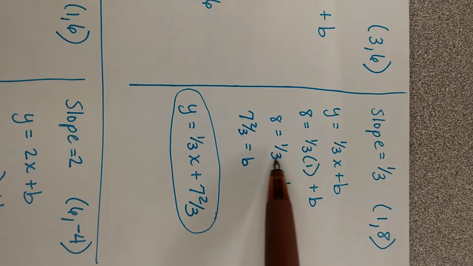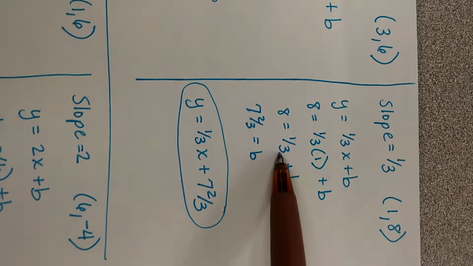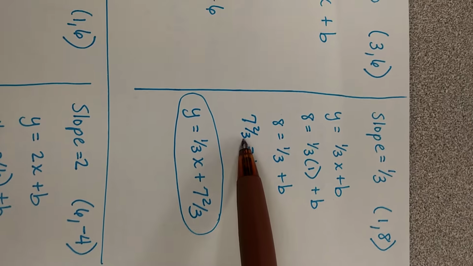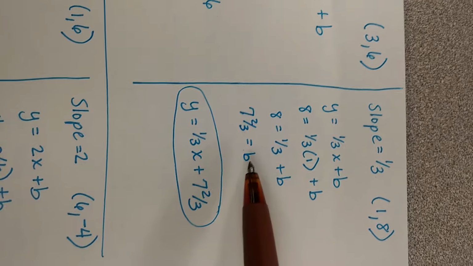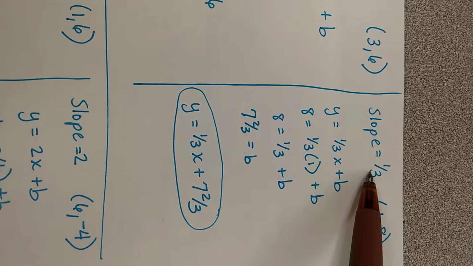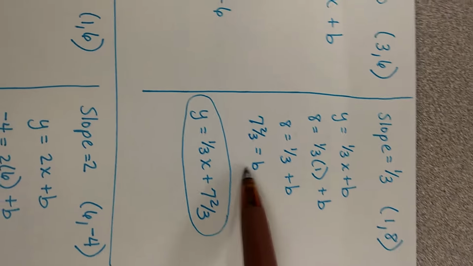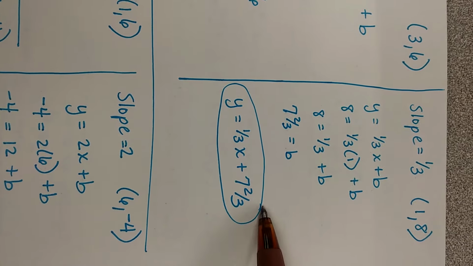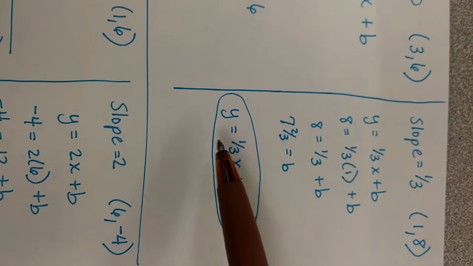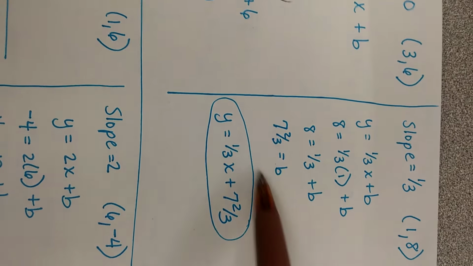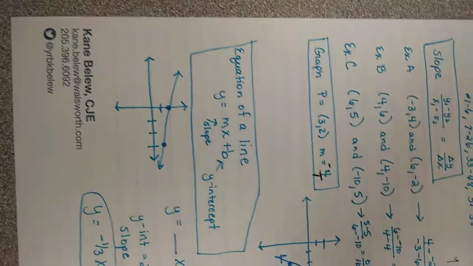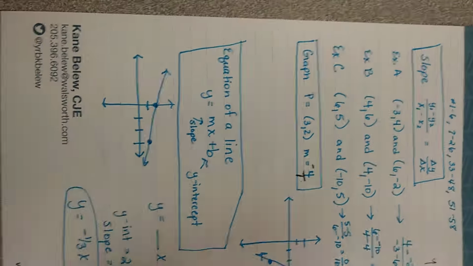So 1/3 times 1 is just 1/3. I subtracted 1/3 from both sides, and that tells me b is 7/3. Now I have both of the pieces I need, the m and the b. So I put them in. Y equals mx plus b. My m is my slope. My b is my y-intercept. Just from that form that we saw on the front, how it always goes.